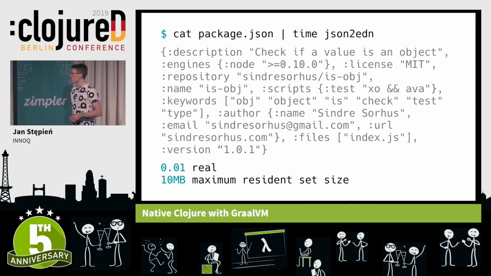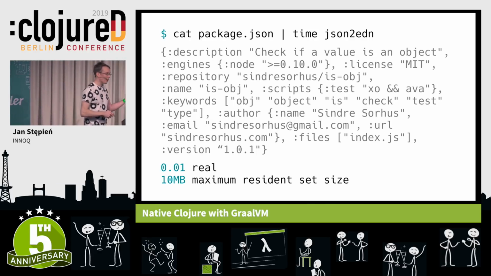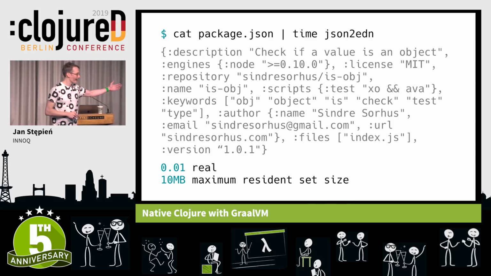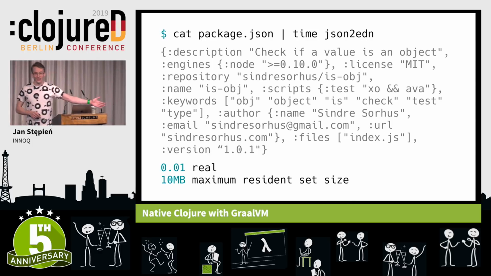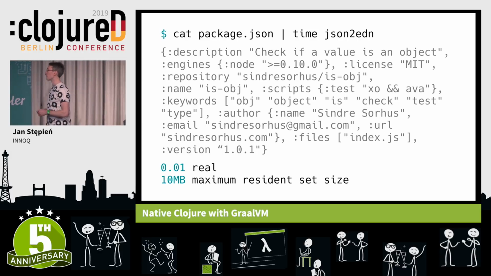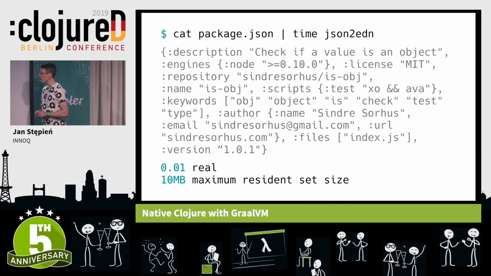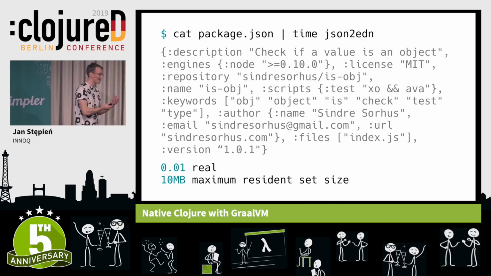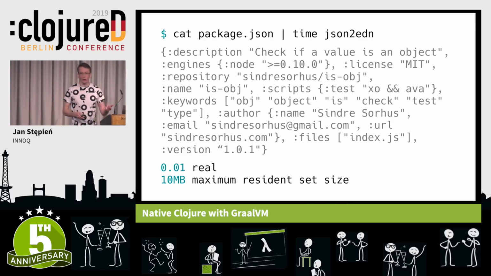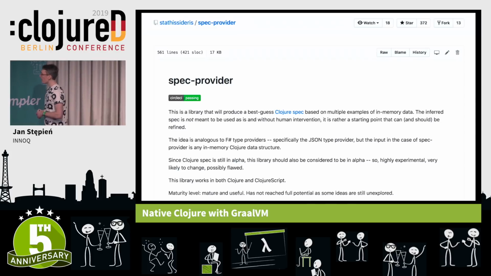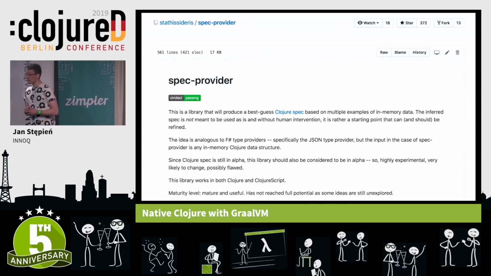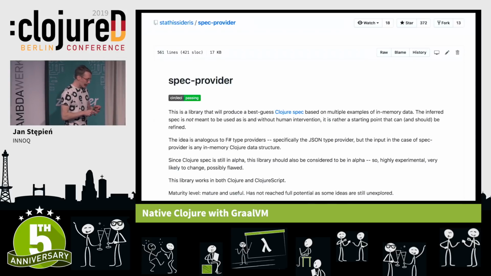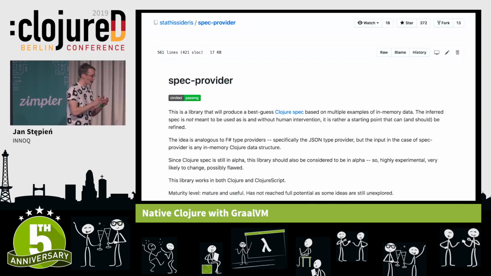If we compile it and run native image on it, we can use the tool to parse simple package.json files coming with every single node package, and the runtime characteristics of a Clojure program are completely different compared to what would happen in a normal JVM environment. Okay, now we can translate arbitrary data into data native to the Clojure environment. What can we do with those? Not long ago, I ran into this very interesting project called Spec Provider by Stathis Sideris. What Spec Provider is, it borrows ideas from the world of F# and type providers.